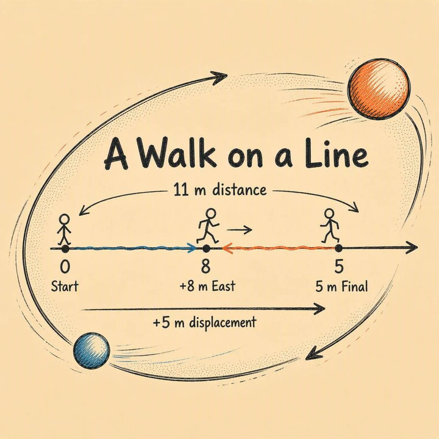Here is the classic example. A person walks 8 meters east, then 3 meters west. The total distance is 11 meters because both path segments count, but the net displacement is positive 5 meters. Final position 5 minus initial position 0. Direction makes the difference.